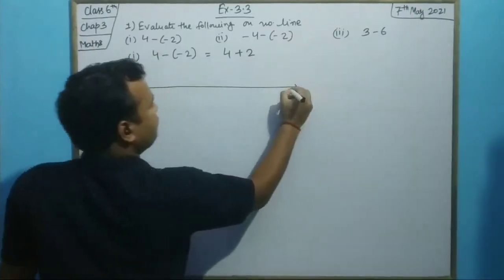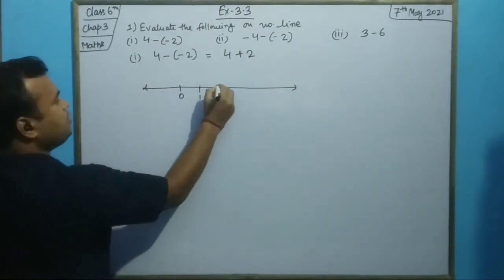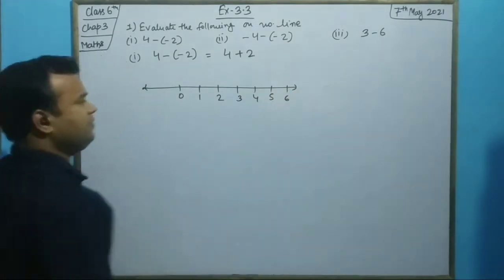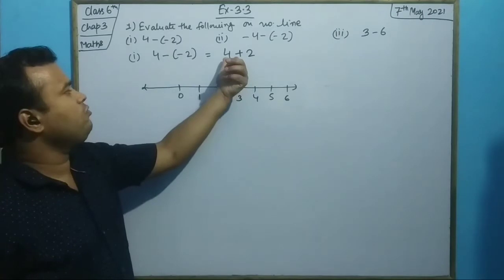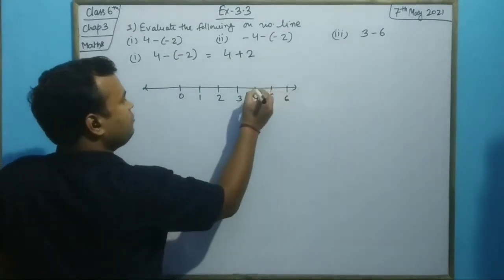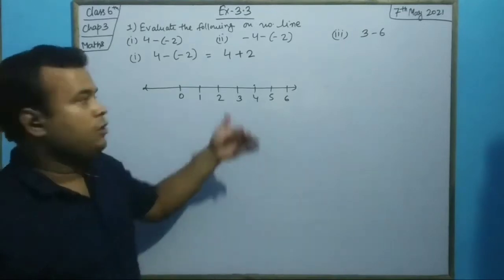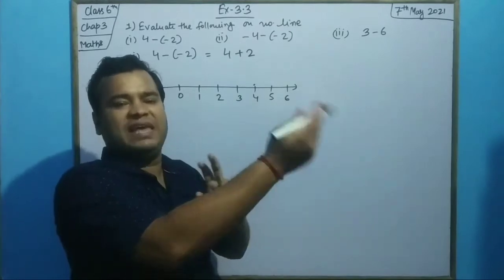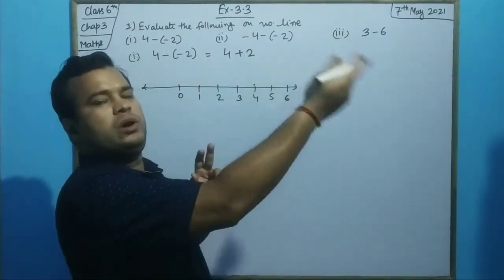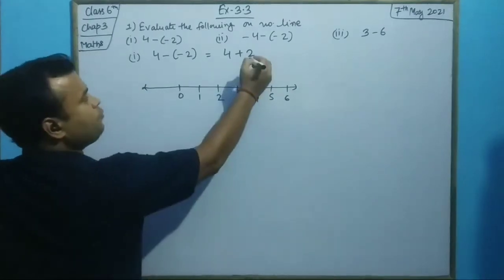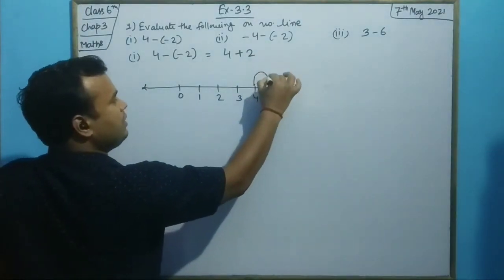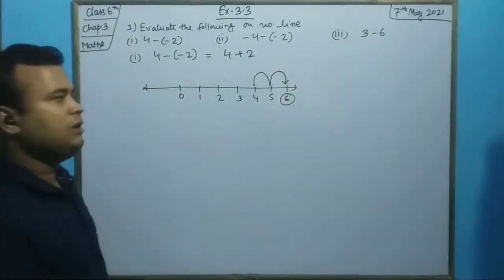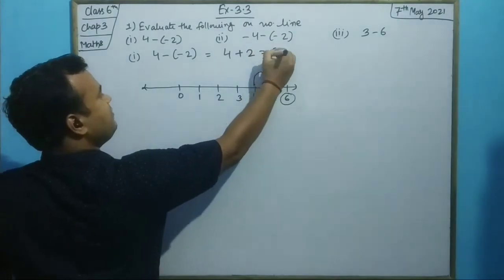This is the number line: 0, 1, 2, 3, 4, 5 and this is 6. Here we have to take 4 first of all. So this is 4. Now we have to add 2. When we need to plus any number, we need to proceed towards the right hand side. We have to proceed by 2 units. That is 1 and again this one is 2. So what is the number? The number is 6. So the answer will be 6.